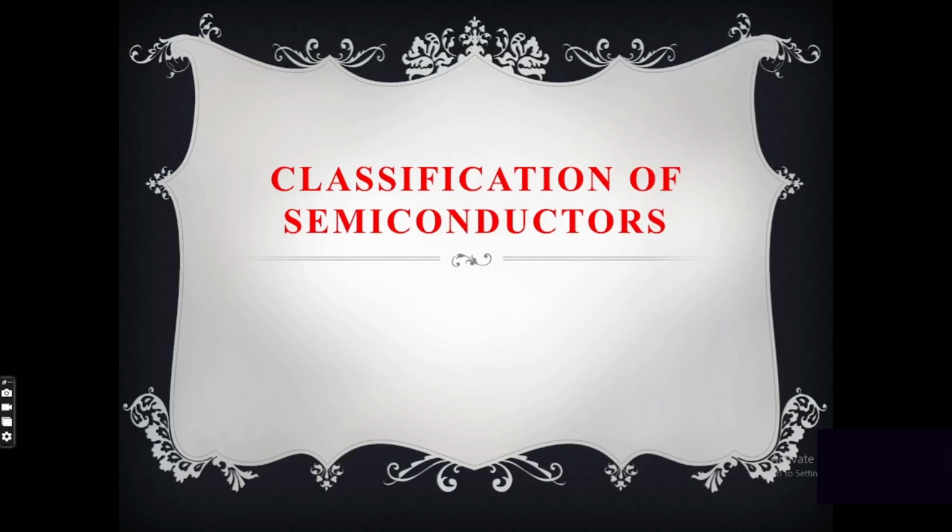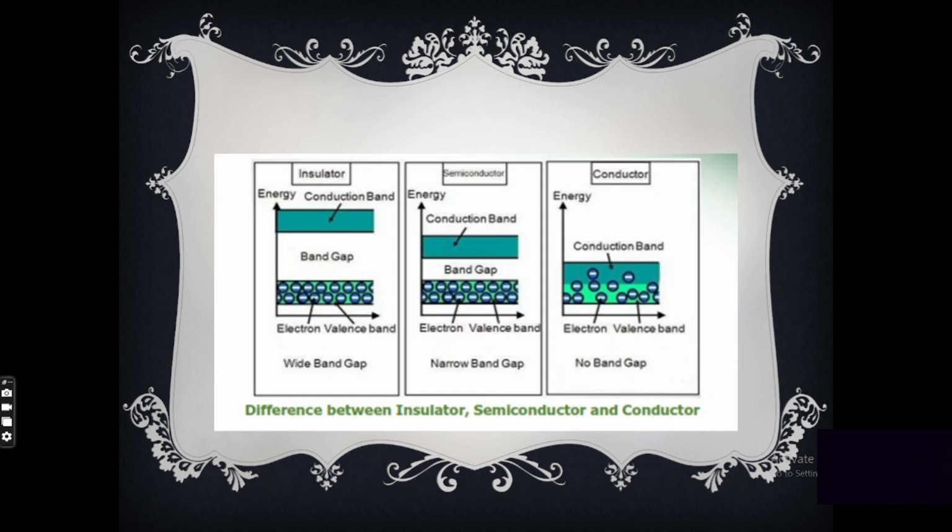Good morning. Welcome to the next topic, classification of semiconductors. As we see from the diagram, these are the differences between the insulator, semiconductor and conductor. If you see the insulator, we have two bands, conduction band and valence band. The valence band is completely filled with electrons. The conduction band is empty. If you see it for the three cases.